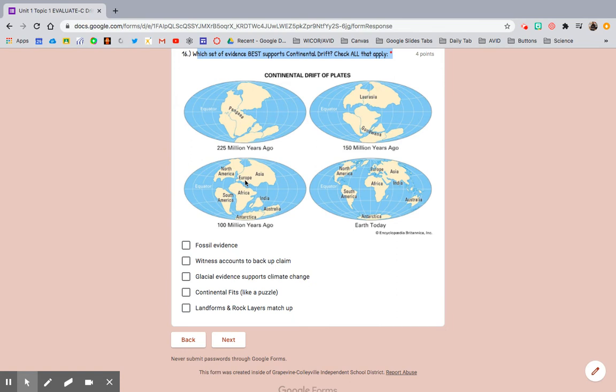So which evidence best explains continental drift? Check all that apply. Fossil evidence, witness accounts to back up claim, glacial evidence supports climate change, continental fit, so it fits like a puzzle, and or landforms and rock layers match up. So notice how it let me check all of them. So you're going to check all that apply.